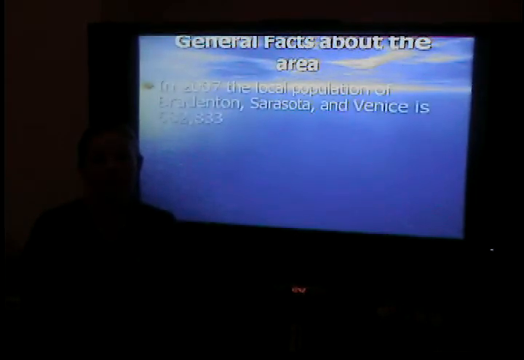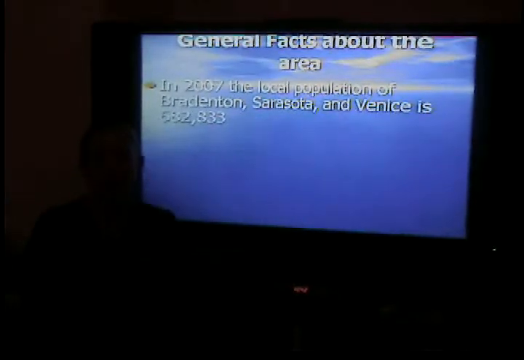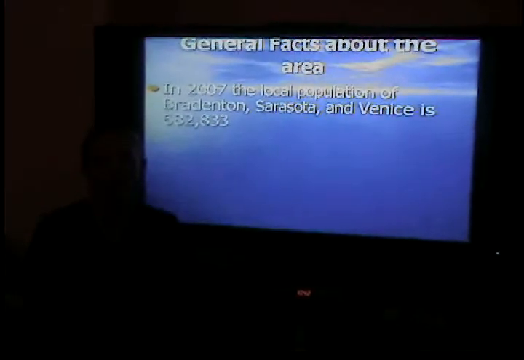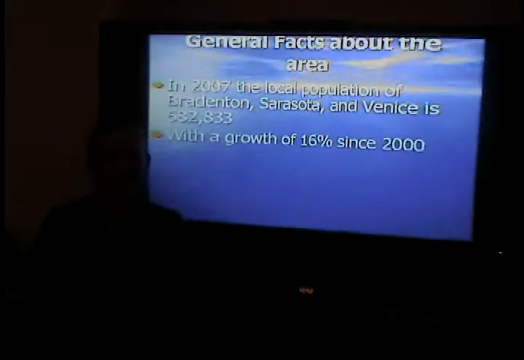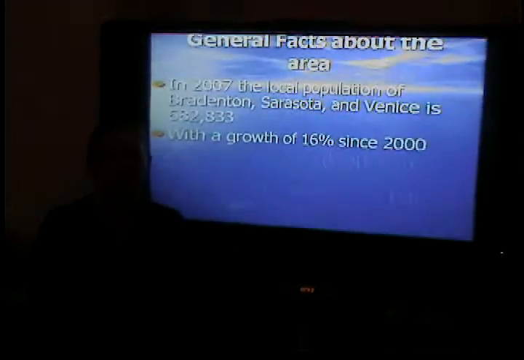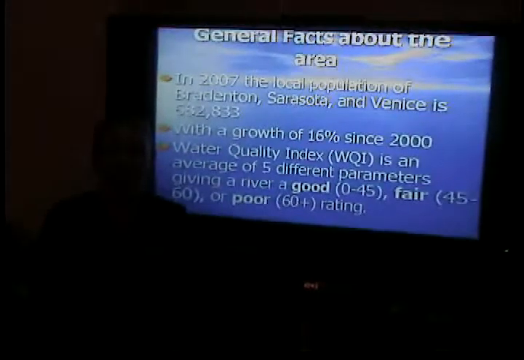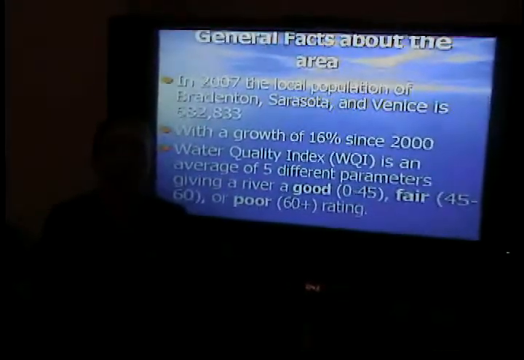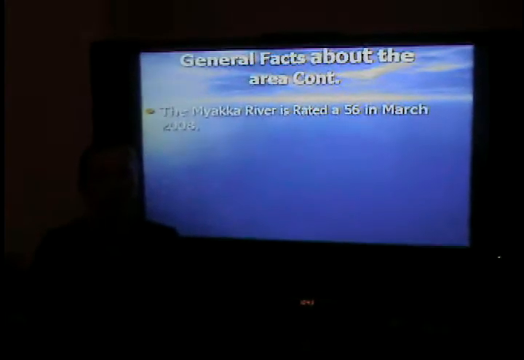General facts about the area. In 2007, the local population of Bradenton, Sarasota, and Venice was 682,000, with a growth of 16% since 2000. The Water Quality Index is an average of 5 different parameters, giving a river a good, fair, or poor rating. Myakka River is rated 56 in March of '08.